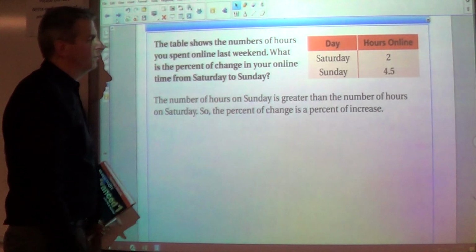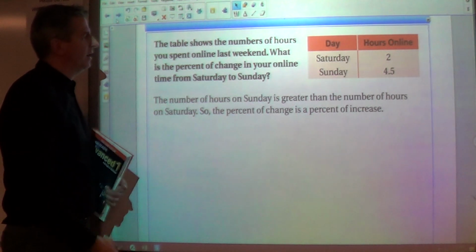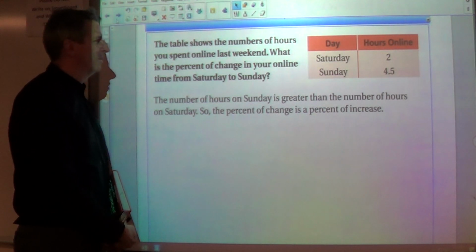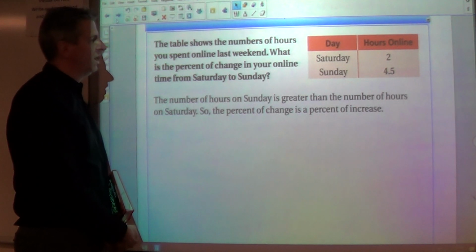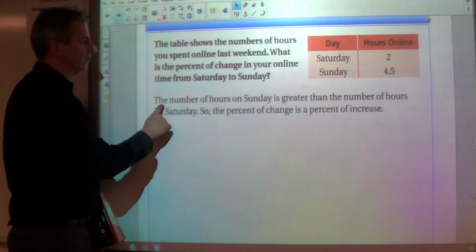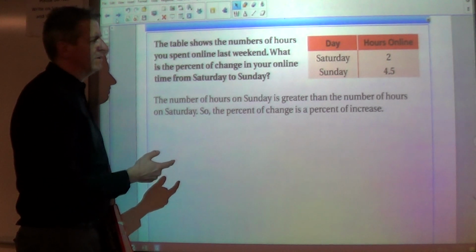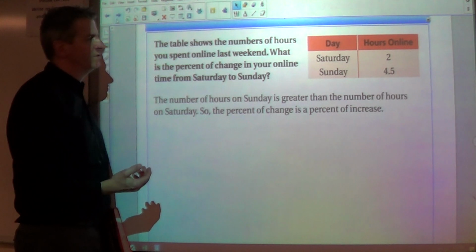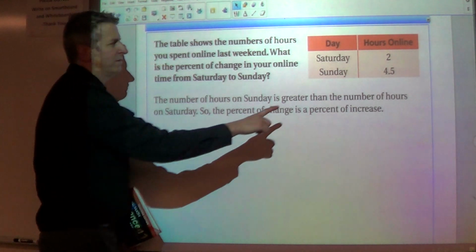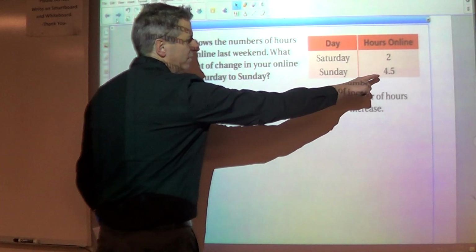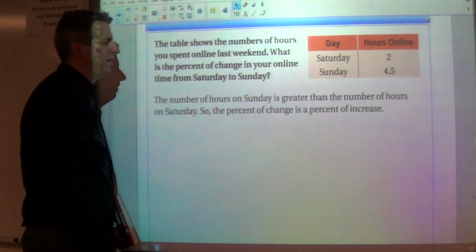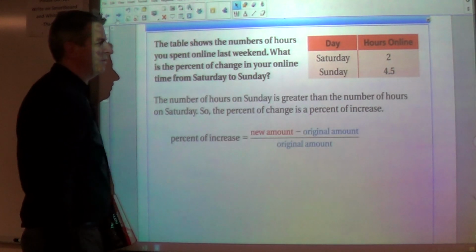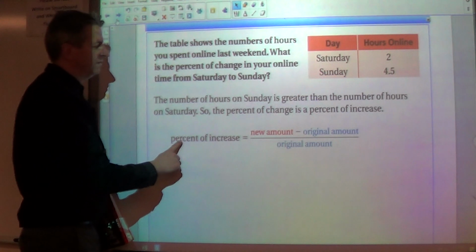The table shows the number of hours you spent online last weekend. What is the percent of change in your online time from Saturday to Sunday? The number of hours on Sunday is greater than the number of hours on Saturday. So the percent of change is a percent of increase. You can see that 4.5 on Sunday, and on Saturday you had 2. First thing you want to determine is the percent of increase.